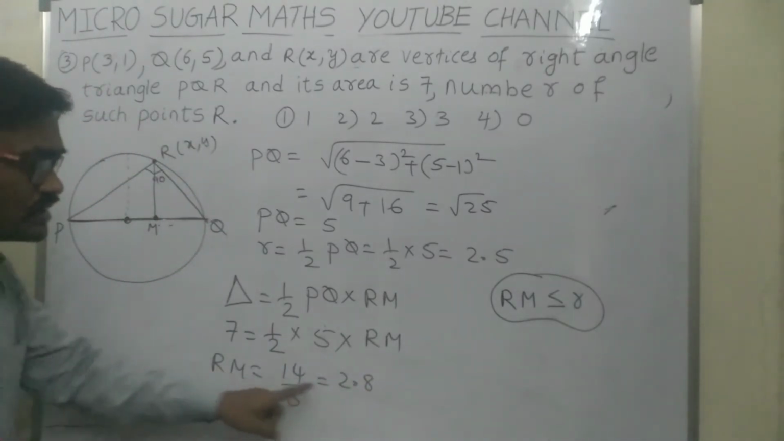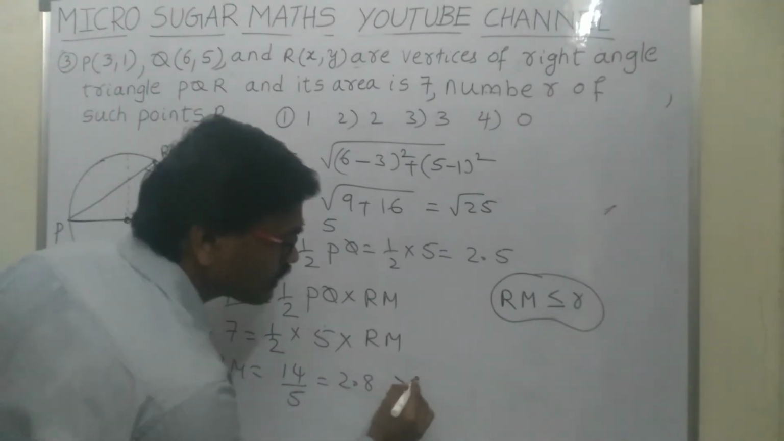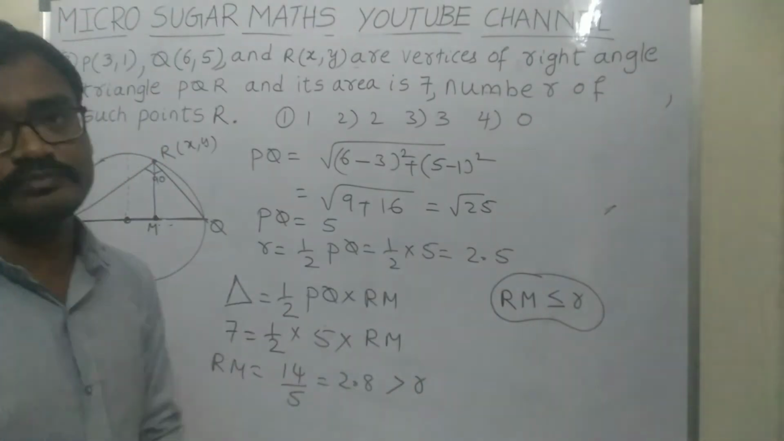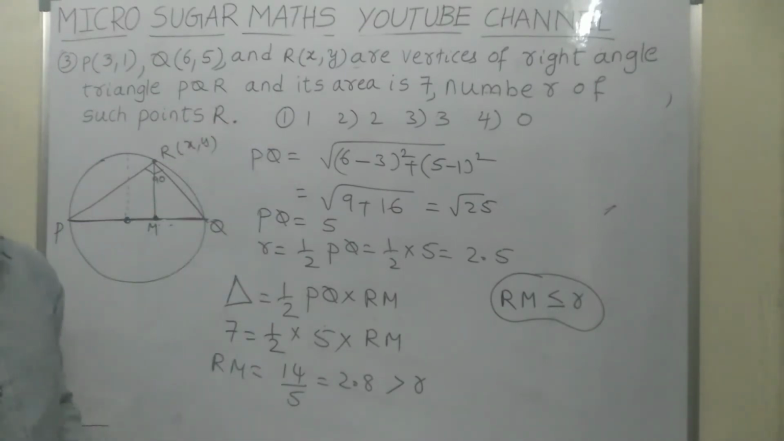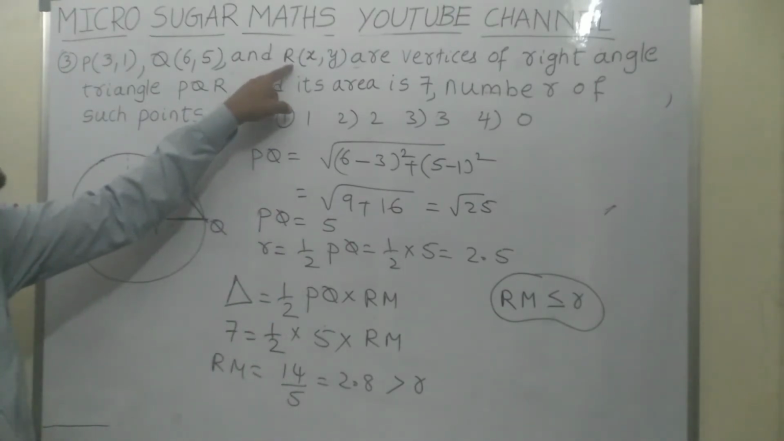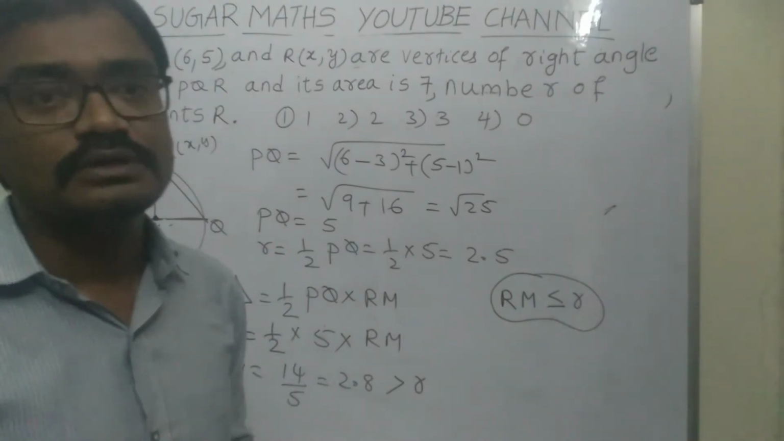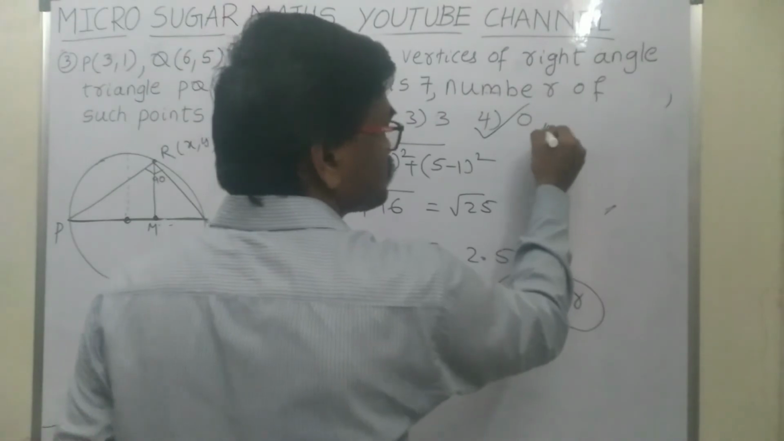Our RM value is 2.8, which is greater than our radius, because our radius is 2.5. Therefore, using these conditions, the number of points R comma Y R does not exist. Therefore, our required option is the fourth option, students.